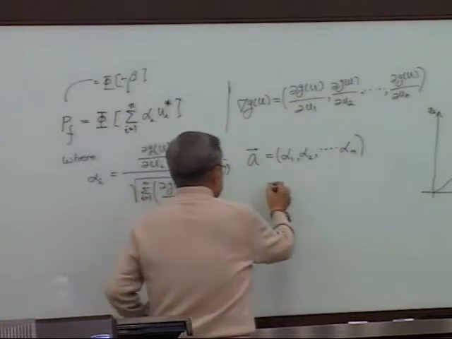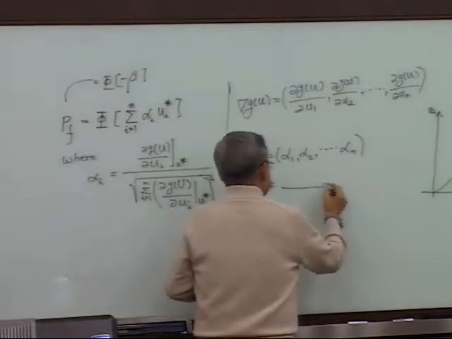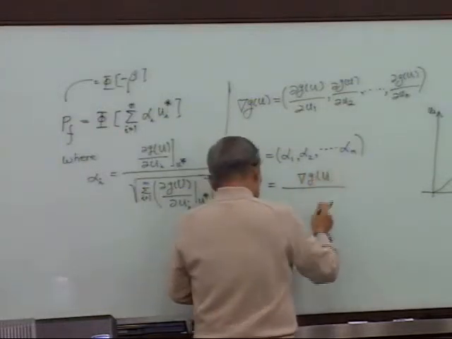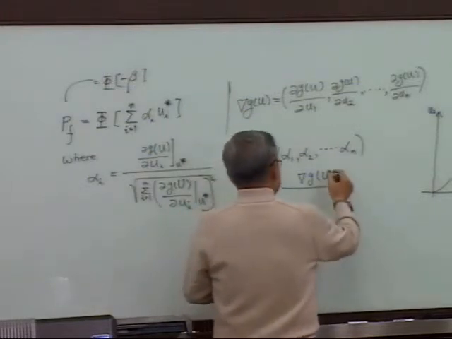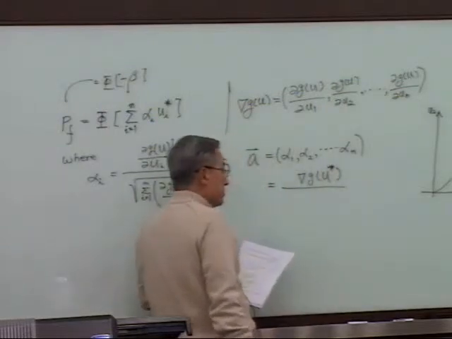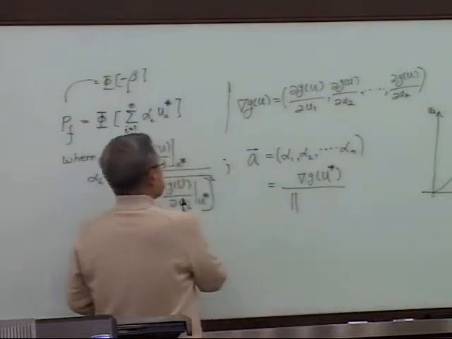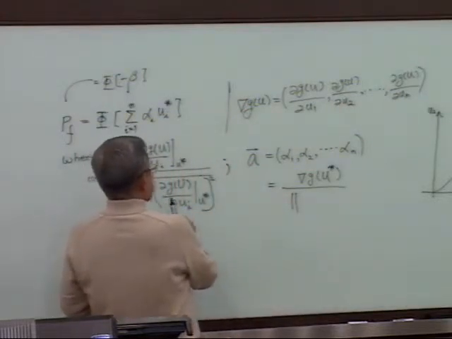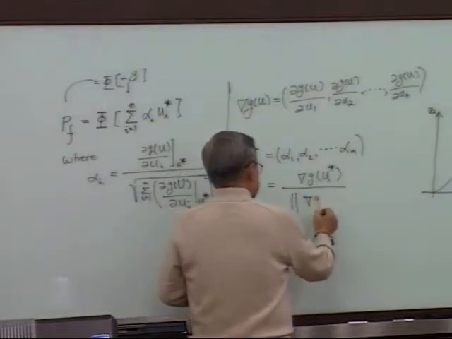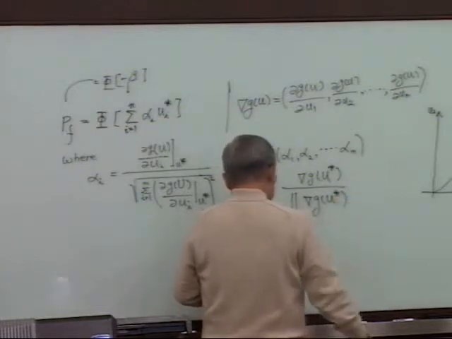So if you do that, this is equal to, on top, the gradient of G(U star) right at the MPP point, over the norm. This is a norm, right? That's a norm. So it's back to the gradient of G(U star).